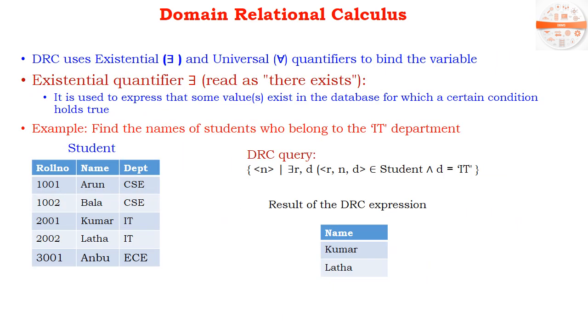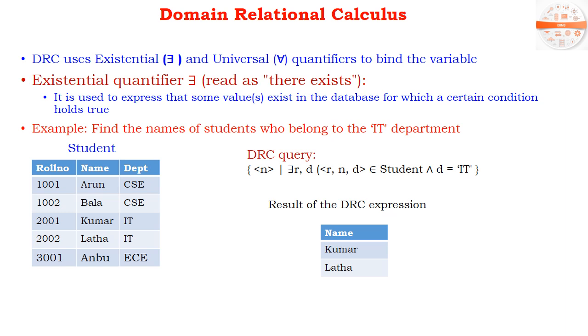The DRC uses existential and universal quantifiers to bind the variables. We'll discuss them one by one in detail. The existential quantifier, that is, there exists. It is used to express that some values exist in the database for which the certain condition holds true.